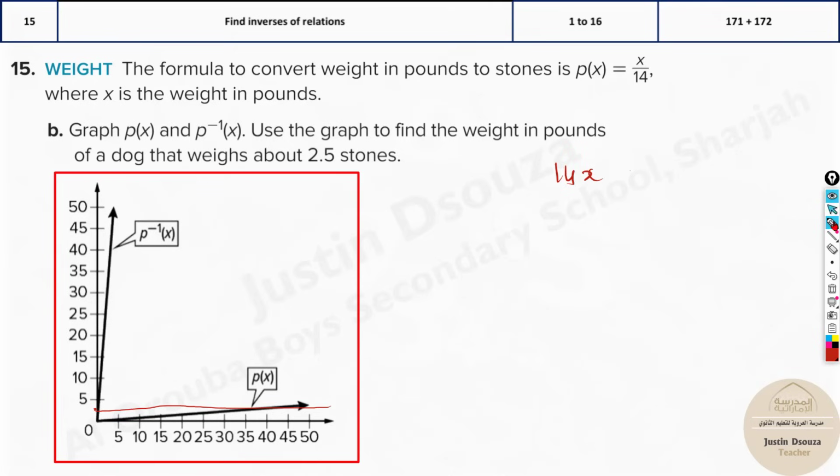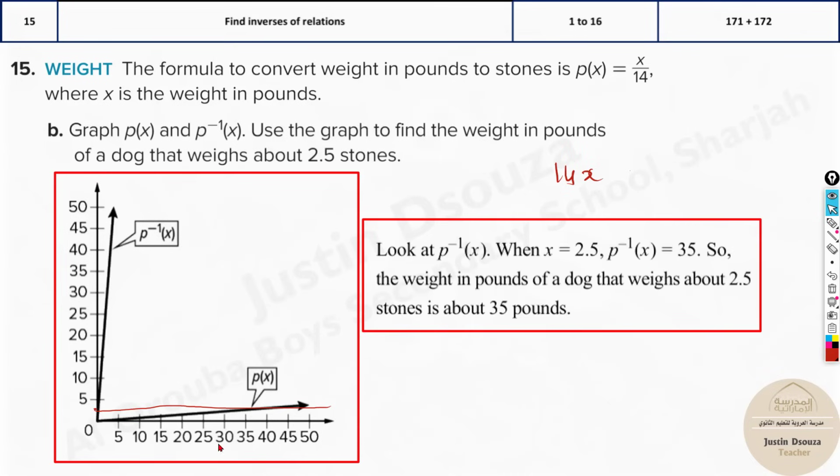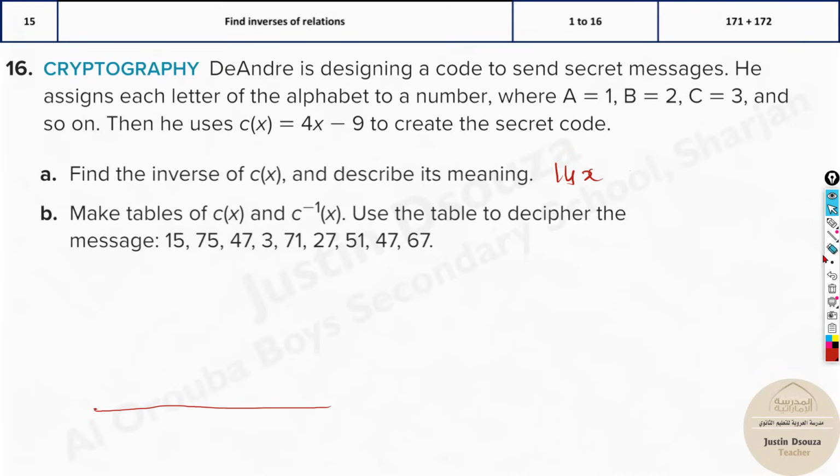But you can just multiply and check the answer over here. It is 35 pounds, 2.5 corresponding. If it's very straight, you will get the exact answer. So that's how we solve this. Again, another straightforward problem, but you might only get the conversion, not graphing and stuff.